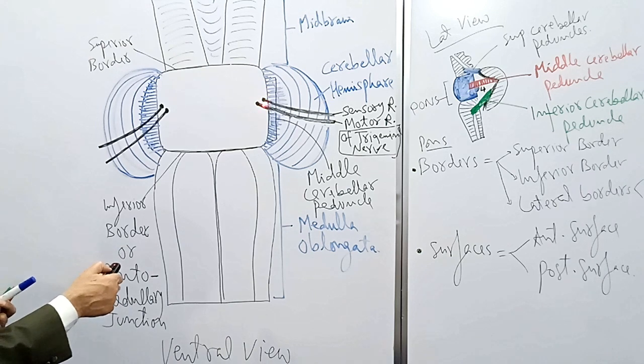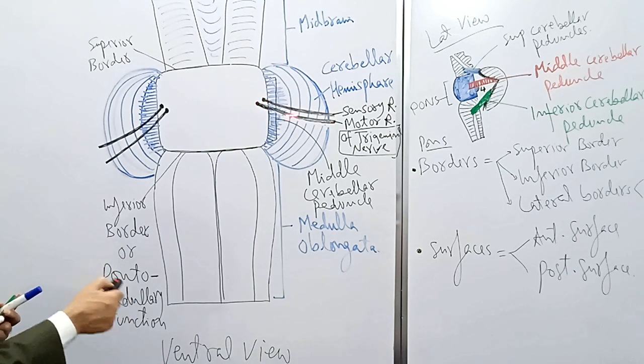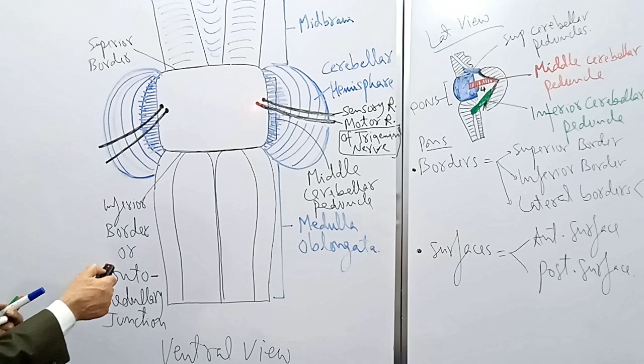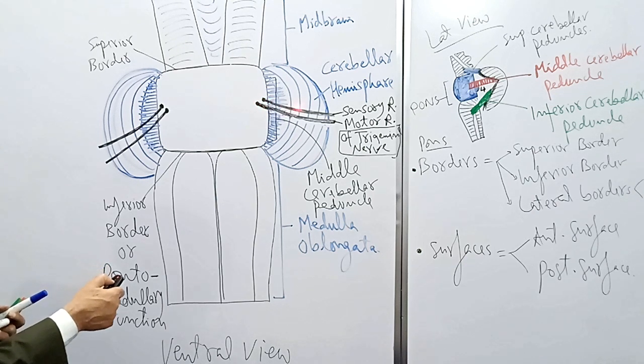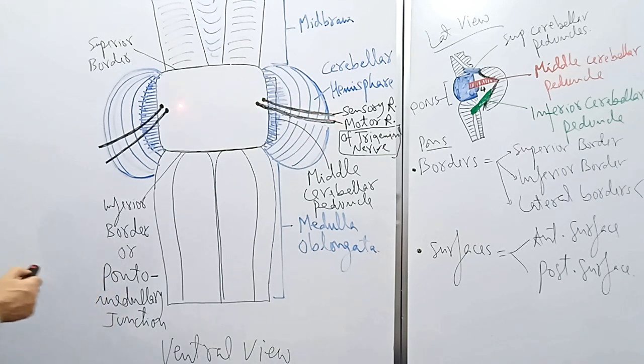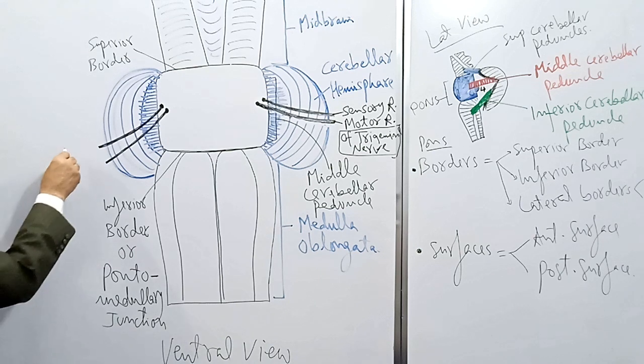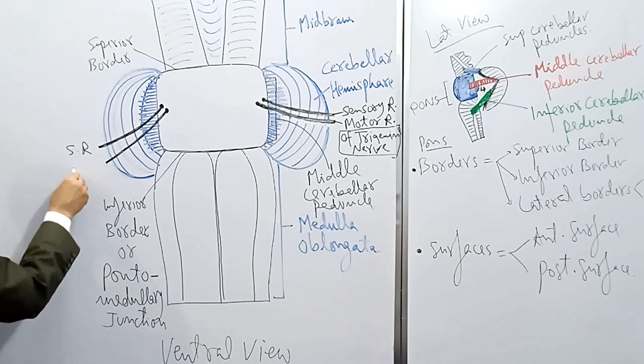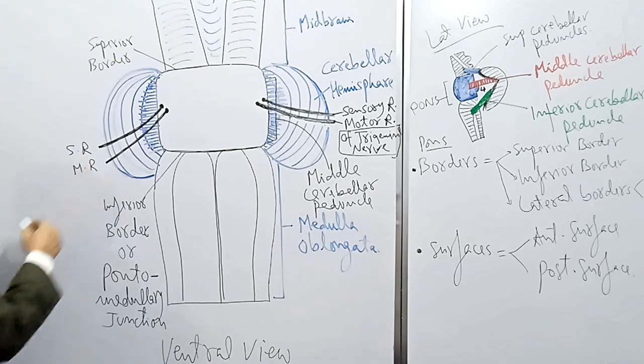The trigeminal nerve has a surface attachment to the anterior surface of the pons by two roots, the sensory root and the motor root. Remember, the motor root is medially located and the sensory root is lateral to the motor root. So motor root medially, sensory root laterally. Sensory root of the trigeminal nerve and motor root of the trigeminal nerve. And on this side again, this is the sensory root and this is the motor root. This is the sensory root and the medial one is the motor root of the trigeminal nerve.